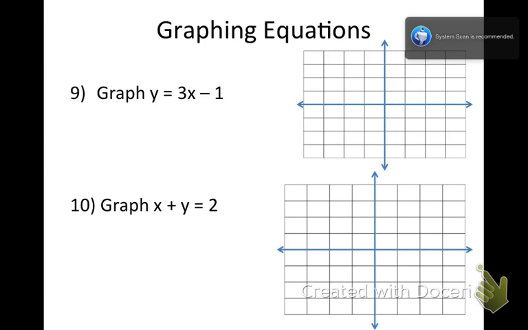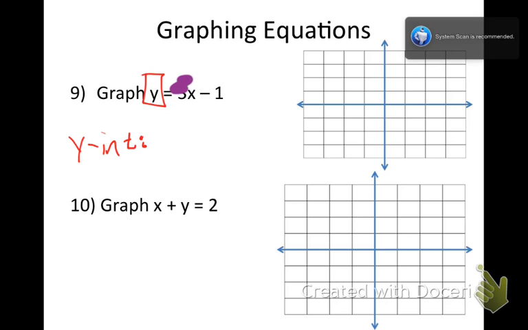So number 9 here, I want to graph y equals 3x minus 1. All right, am I solved for y already? Yes, okay. So I want to start off with finding my y-intercept then. So in this equation, what is my y-intercept? -1. We just got done doing this, right?